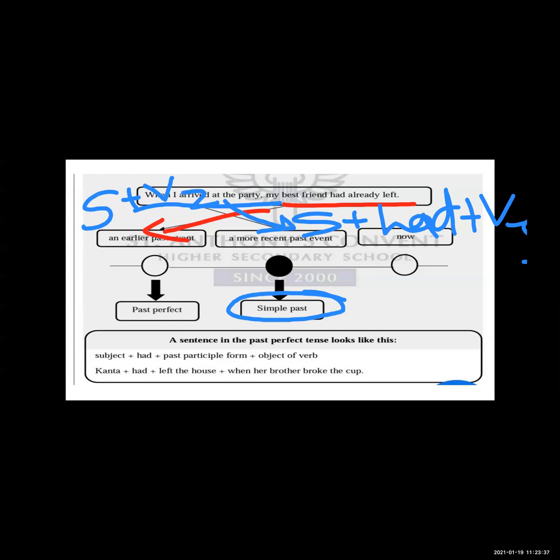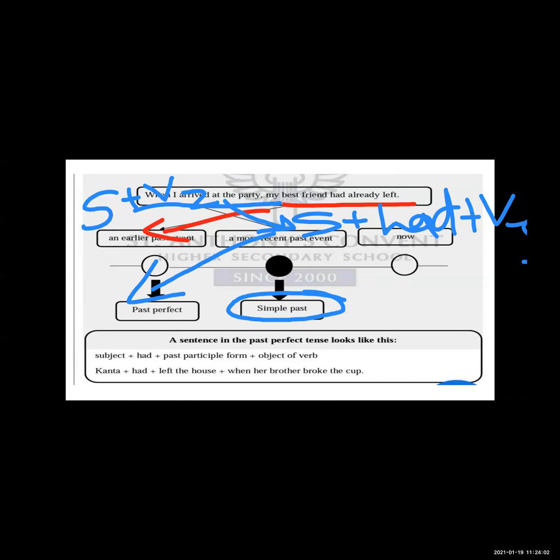Okay, I arrived means subject plus second form of verb, recent past event, so it is the simple past tense. And my best friend had already left means subject plus had plus V3, it is a past perfect tense because the earlier past event happened. So see, don't confuse it with simple past. Simple past means the action recently happened in the past. But in past perfect the action had already happened in the past.